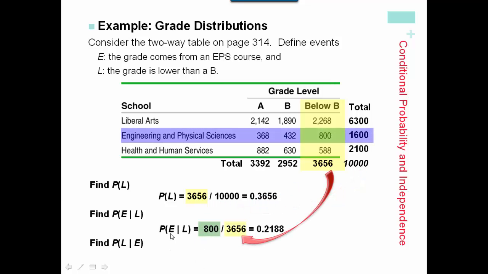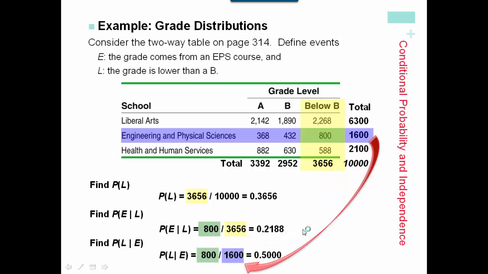Probability of E given L would be 800 out of 3656. And probability of L given E, so the probability the grade is lower than a B given the grade comes from an EPS course, would be 800 out of 1,600.